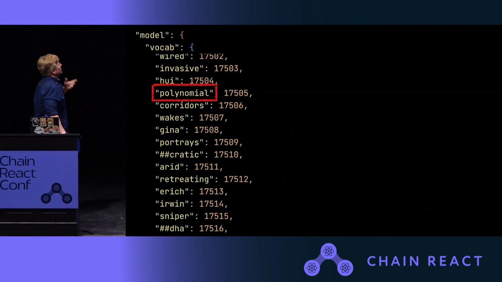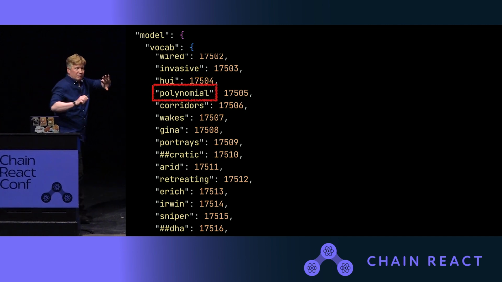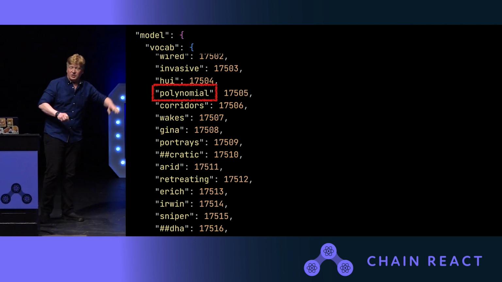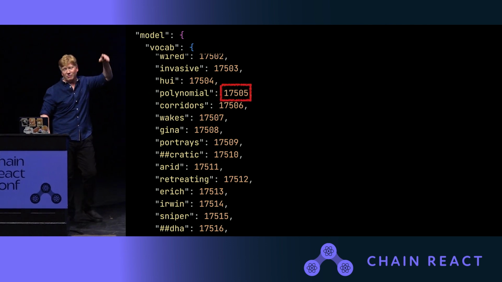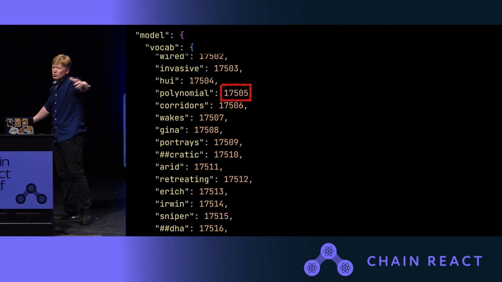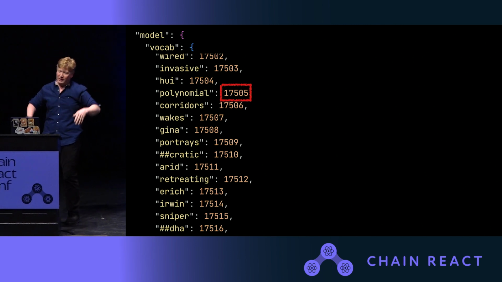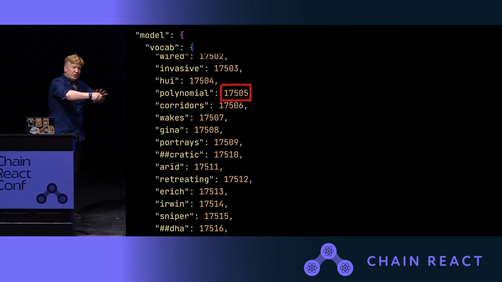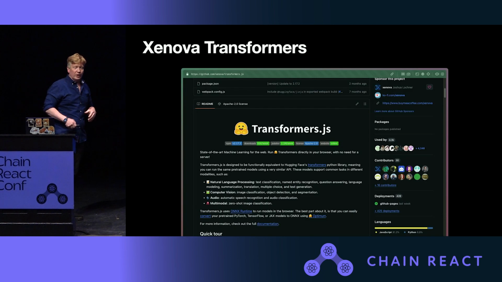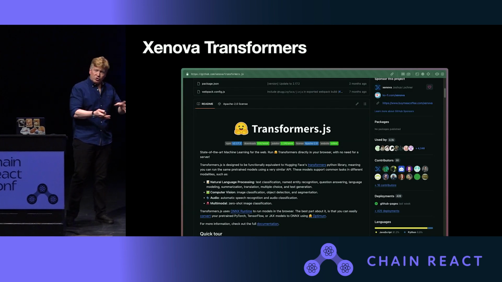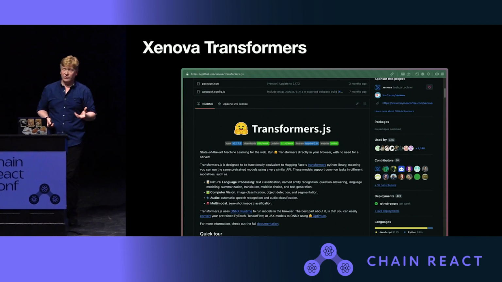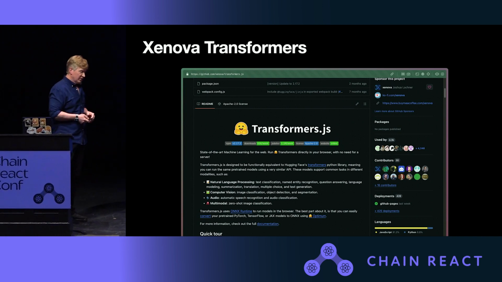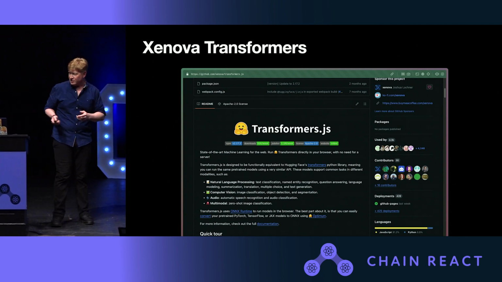So in this case, the particular AI was trained such that this word was like 17,505. It's this huge JSON file that has all of these mappings. So we need to use those JSON files to turn our text into tokens. And the way that we do that is we use Zenova transformers. It's from, again, Hugging Face. So lots of cool stuff coming out of Hugging Face for this.